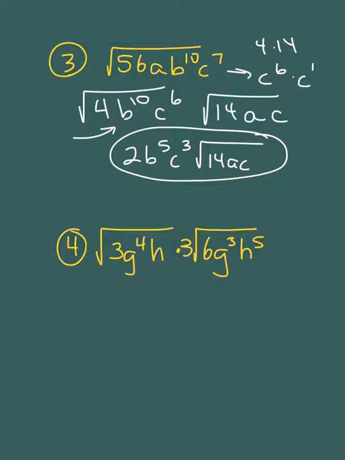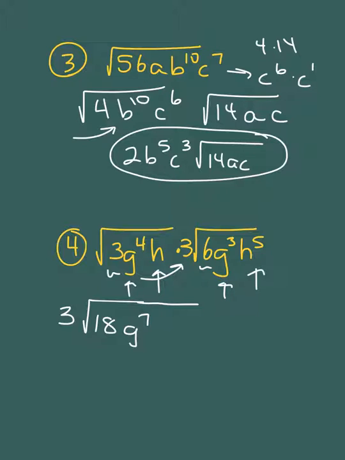In number 4, we have the square root of 3g to the 4th, h, times 3, times the square root of 6g to the 3rd, h to the 5th. So I have a lot going on there. So sometimes it's a little easier if I just multiply everything underneath. Now this 3 is already out front, so it's going to stay out front. And then I have 3 times 6, which gives me 18. And then I have g to the 4th times g to the 3rd, which is g to the 7th. And then I have h to the 1st times h to the 5th, which gives me h to the 6th.